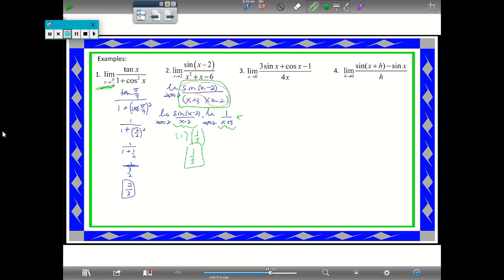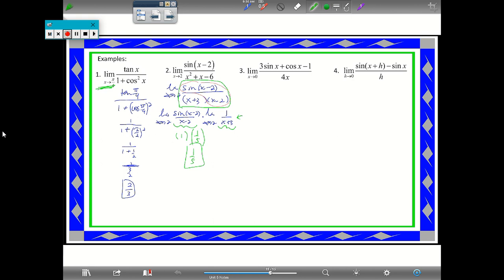The argument and the denominator have to match. And what's the other thing that has to be true? Right, sine 0 over 0. It needs to give us 0 over 0. Okay, those are the two things that have to be true to use that special limit. Okay, we got that? Let's move on.